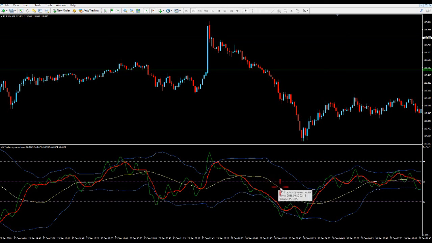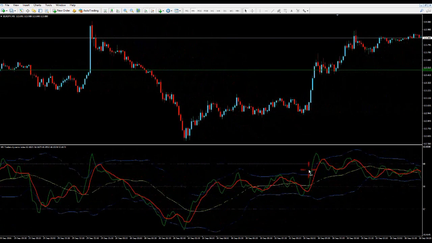So if the slope is going down, price is also falling. If the slope is going up, then it's time for a crossover, and wait for the crossover to take a call option. So let's take a look at a couple of scenarios.